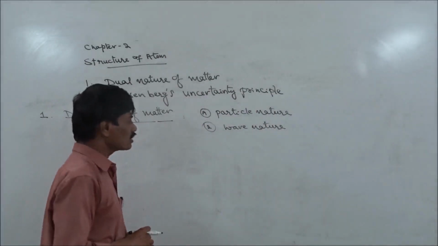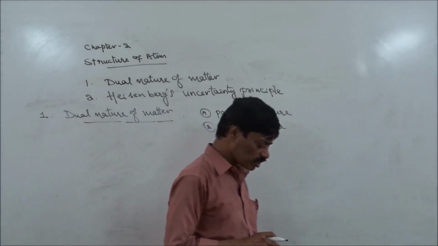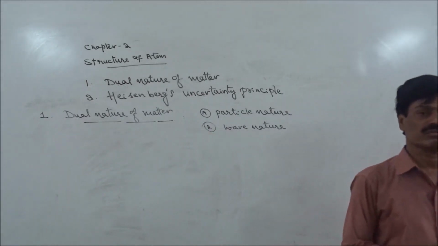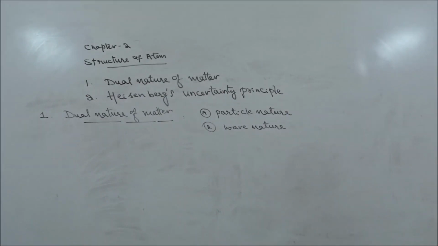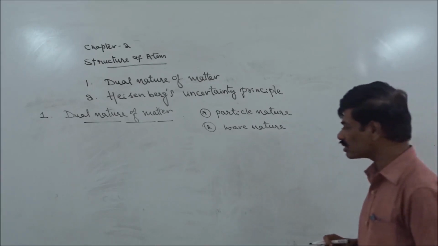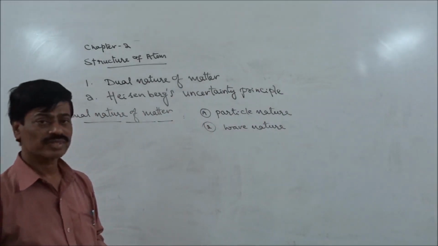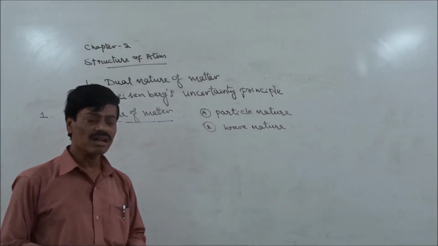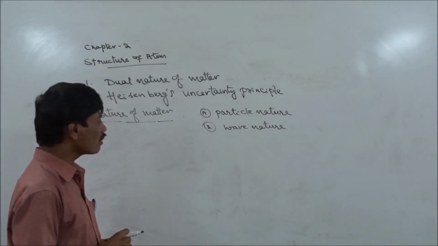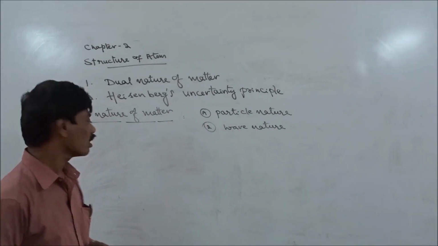As far as wave nature is concerned, as I told you, electrons always revolve around the nucleus, which means they are not localized, they are not static. Because of this reason, a powerful electron microscope is constructed. So the wave nature of the electron is accountable for the construction of the powerful electron microscope.